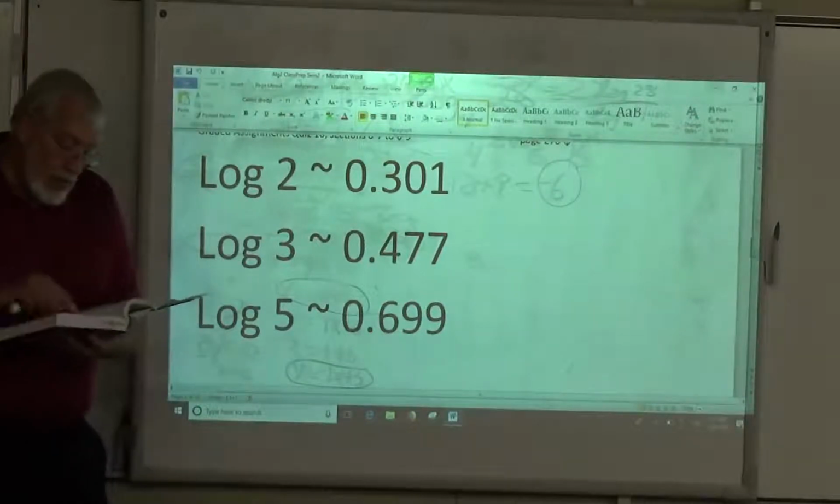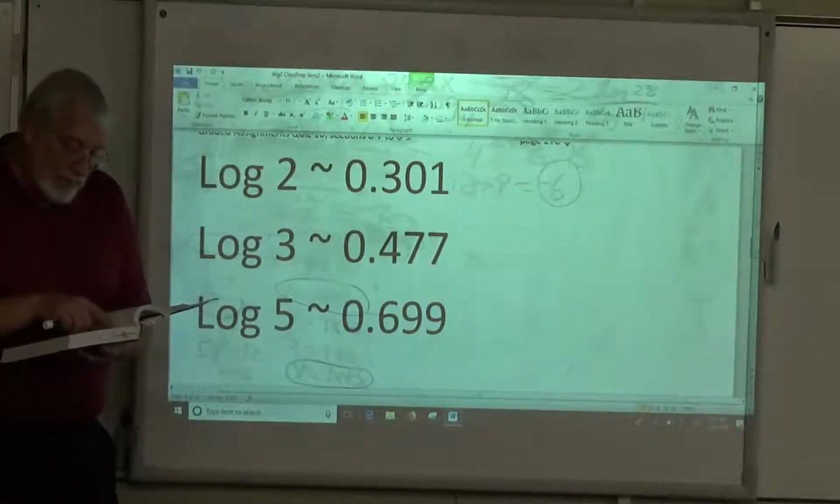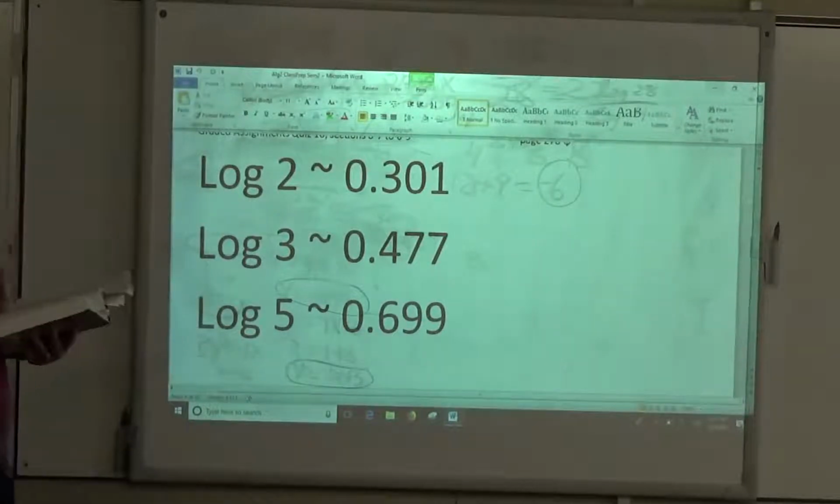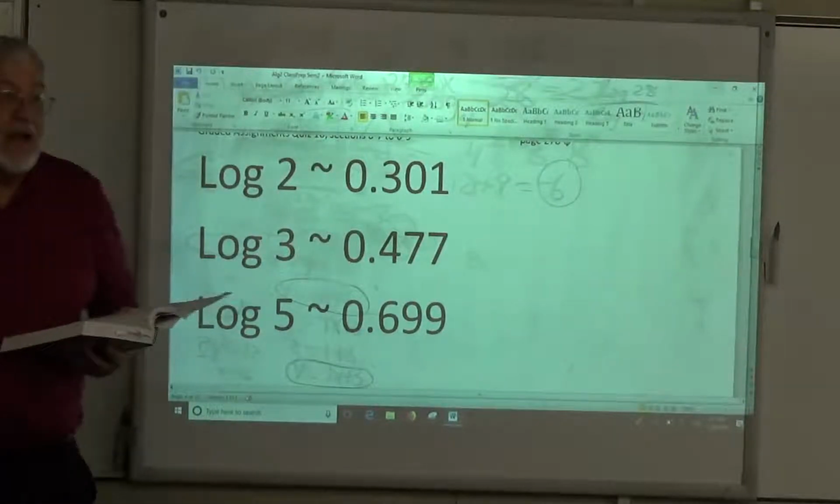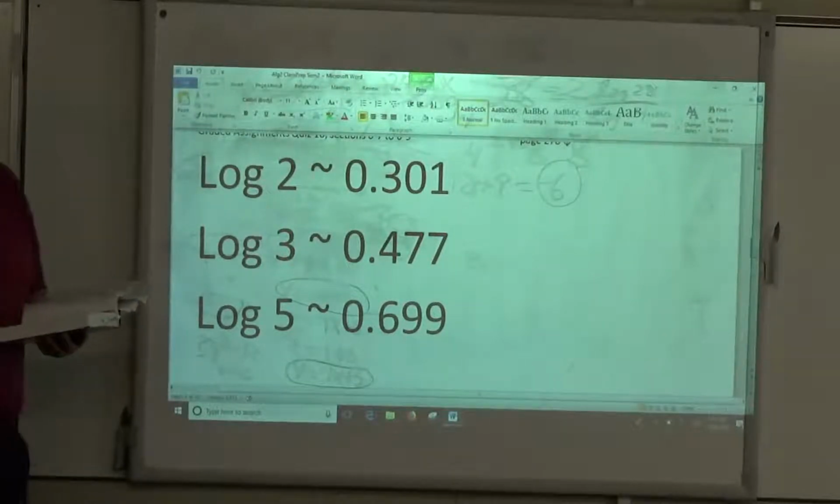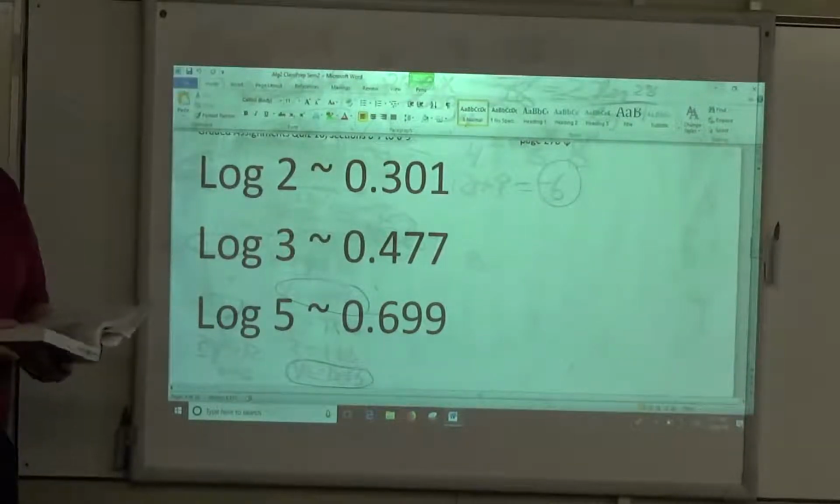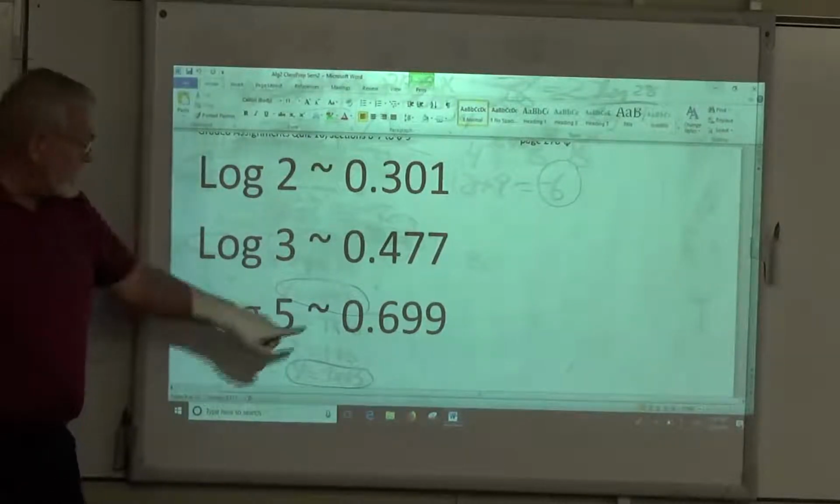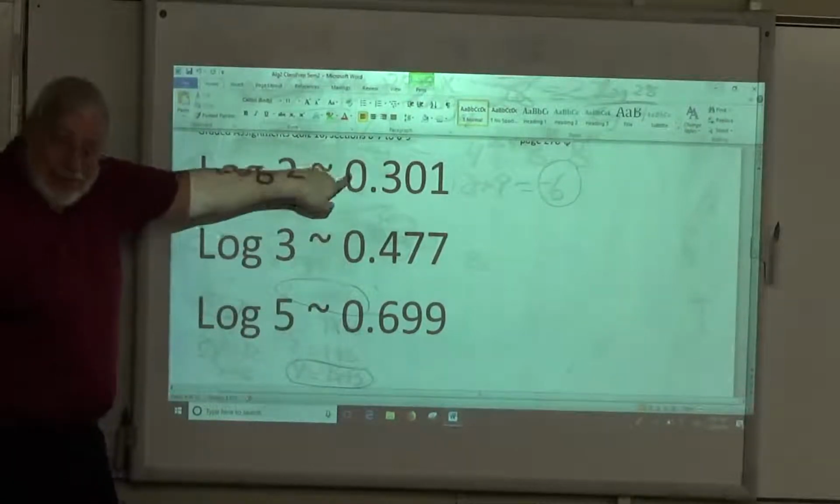All right. So now, what about problem 19? Two ways to do this. All right, 100 we don't have, right? What's 100 though? 10 times 10 times 10. So this is 10 to the 2nd power, right? So I'm going to want 2 times the log of 10, which is this plus that.